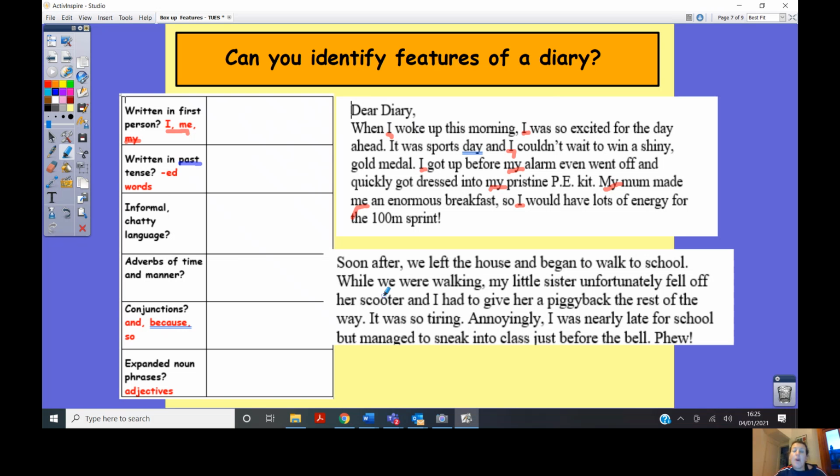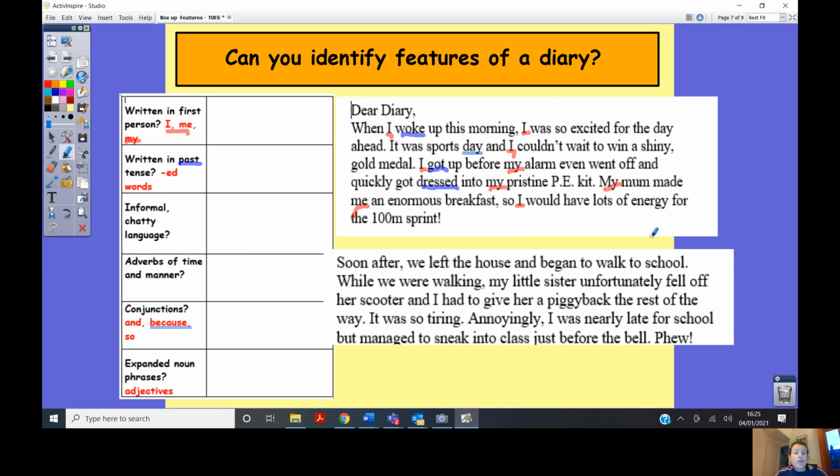But we don't say "I waked up", because that doesn't make sense. So when I woke up this morning, I was so excited for the day to go ahead. It was sports day and I couldn't wait to win a shiny medal. I got up, again, it's one of these tricky irregular ones, before my alarm even went off, and I quickly got dressed into my pristine PE kit.